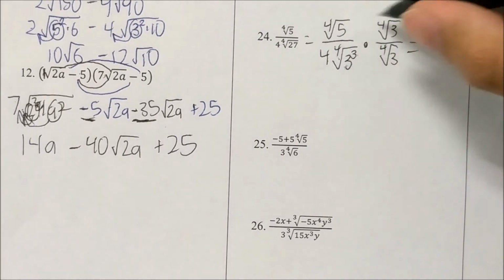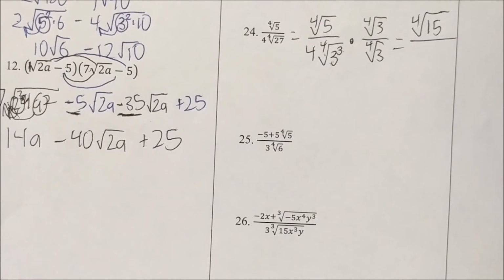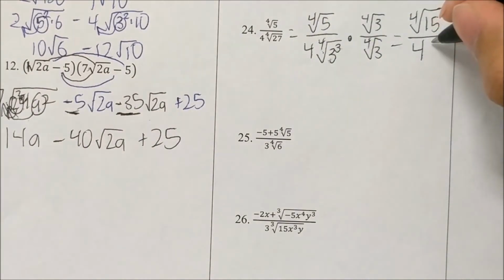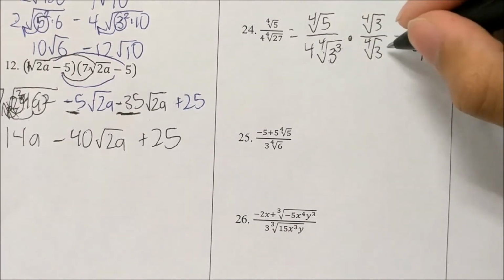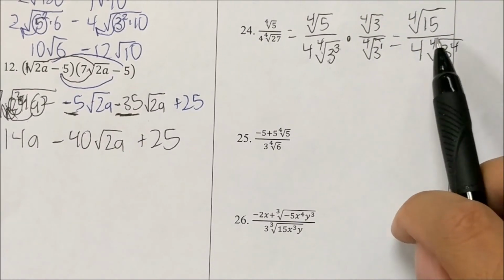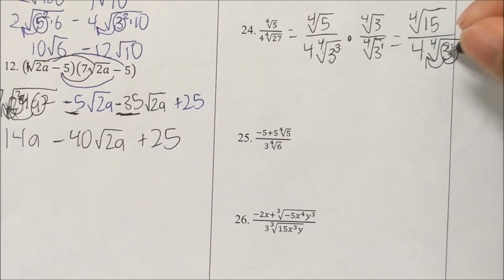Okay, so in the numerator, we multiply the radicands. 5 times 3 is 15. In the denominator, we have the 4 on the outside. Then we still have the 4th root. 3 cubed times 3 to the 1st is now 3 to the 4th. And since these match, we get to take the 3 outside. So that becomes 4th root of 15 over 4 times 3 is 12.